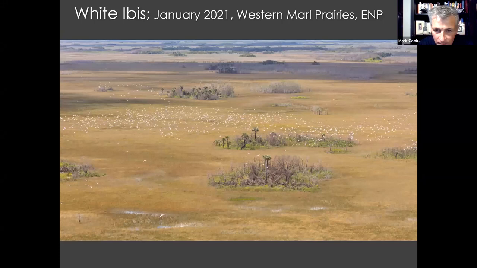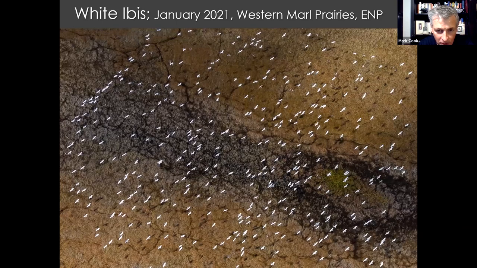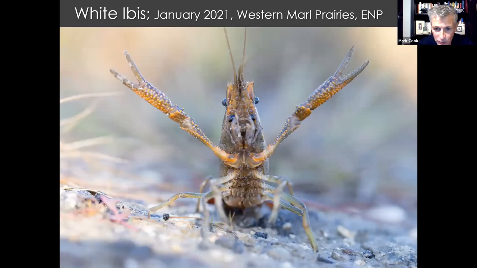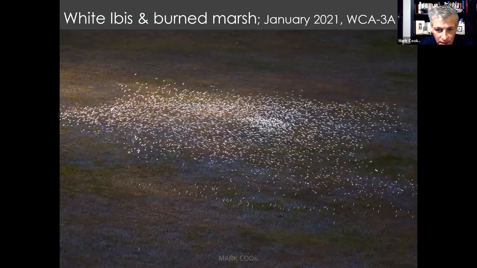Just a shot of the marl prairies with thousands of white ibis. Again, white ibis flying over marl prairies. This is what it was all about. This is probably the most important creature in the Everglades: the Everglades crayfish, found in the marl prairies. That's what's supporting these super colonies.